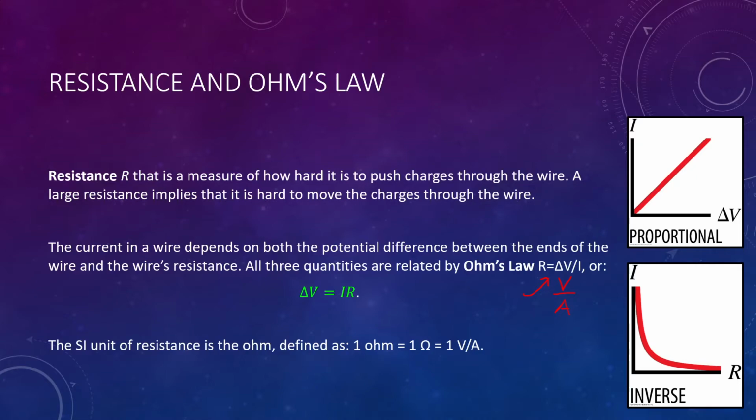But we give that a new name, and that is the ohm. The omega symbol is what we use to represent that. So the standard unit for resistance is ohms, which is a volt per amp.